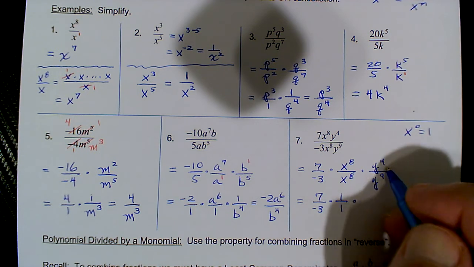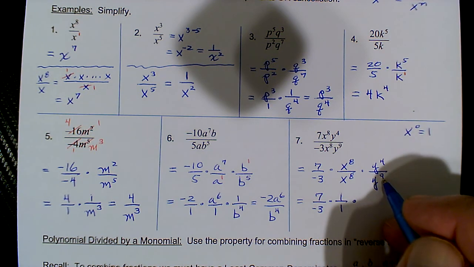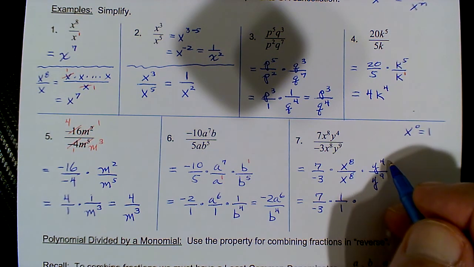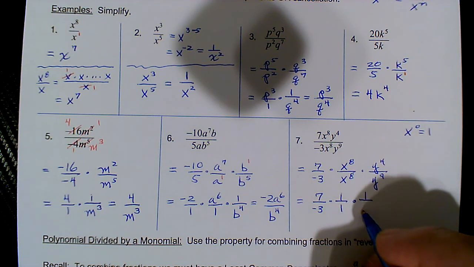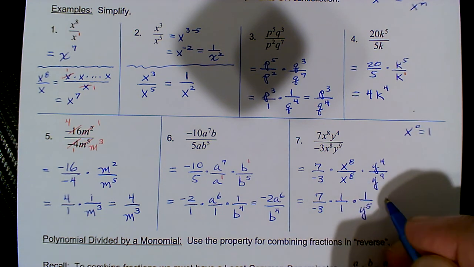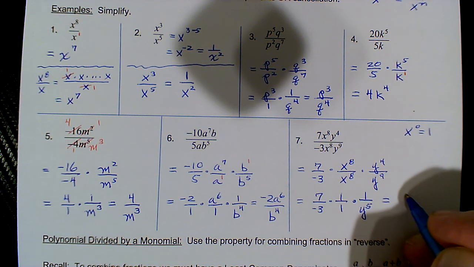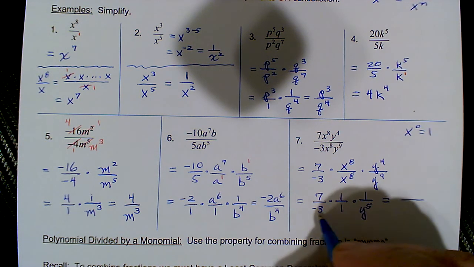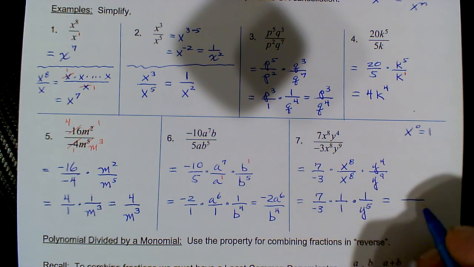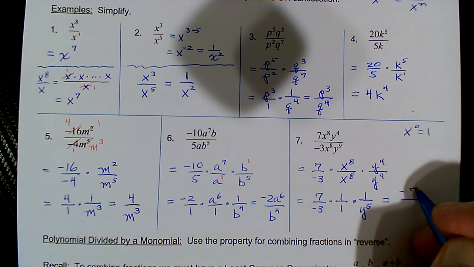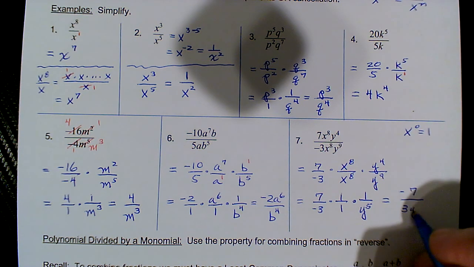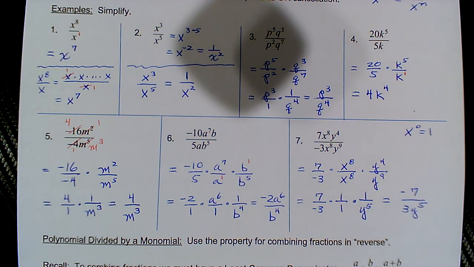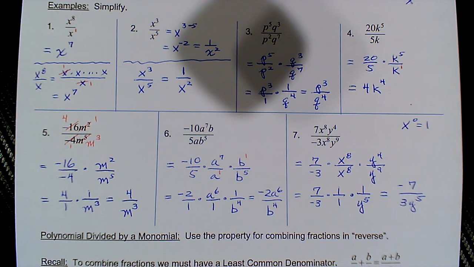But remember, by definition, we defined x to the 0 to be 1. So if you wanted to think about it that way, that would be fine as well. But then concerning the y's, notice again the bigger exponent in the denominator. So think about cancellation, take away 4 factors, we're left with 1 in the numerator and 5 factors of y, or y to the fifth, in the denominator. Now also remember that when we have a fraction with the negative in the denominator, we prefer to have the negative associated with the numerator. So it looks like negative 7 over 3y to the fifth.